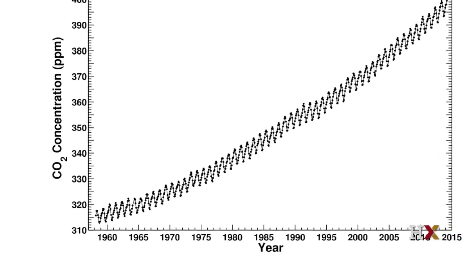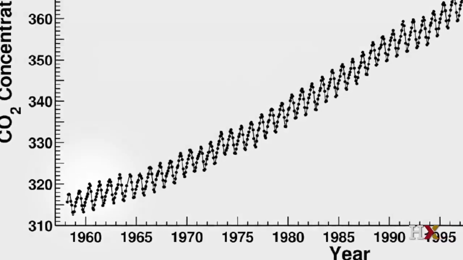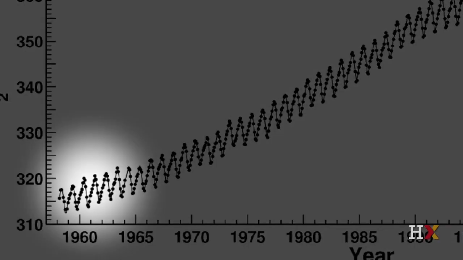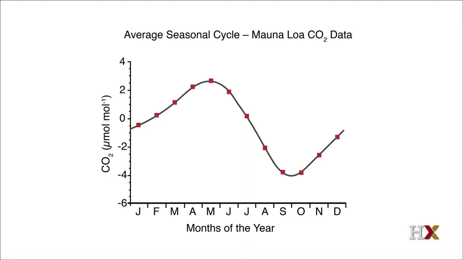One of the things Dave Keeling saw right from the beginning when he started measuring atmospheric carbon dioxide is that it has a big seasonal cycle of about 6 or 7 parts per million. Now, it started at about 315 parts per million, but he noticed that values went up in the wintertime and went down in the summertime.